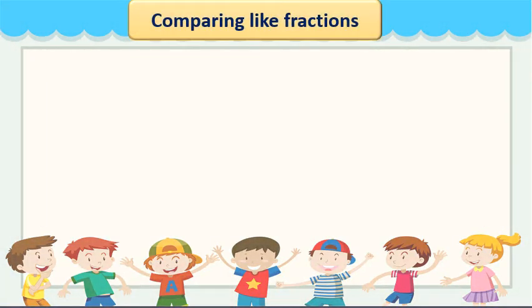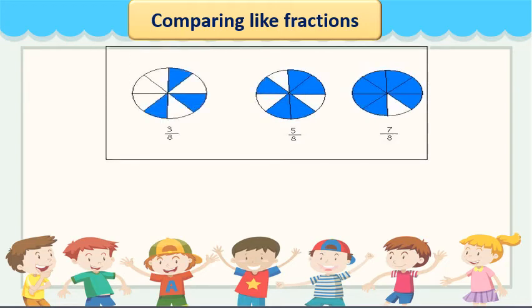Now comparing like fractions. Okay, see here. Like fractions again: 3 upon 8, 5 upon 8, 7 upon 8. You know now, correct, which is bigger one and which is smaller one. You have to observe the colored parts. See here, 3 upon 8 and 7 upon 8. Which is the larger portion? Yes, very good. 3 upon 8 is less than 7 upon 8. You can see the picture, you can see the figures.